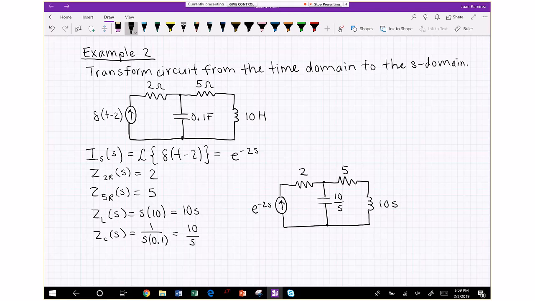Again, this section was kind of straightforward. Just make sure you understand what we're talking about when we say impedance and how we can model the everyday components that we analyze in transient circuits in the S domain.